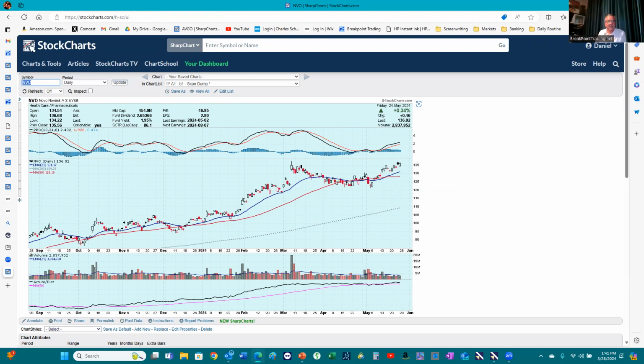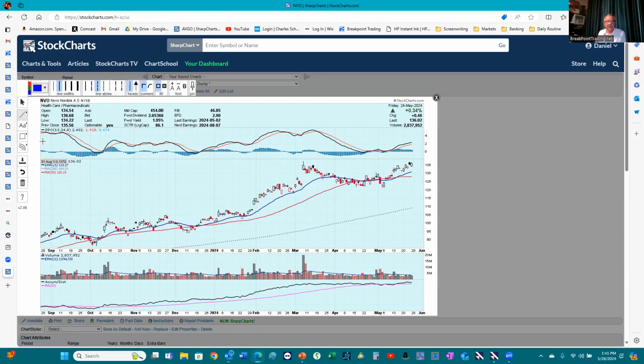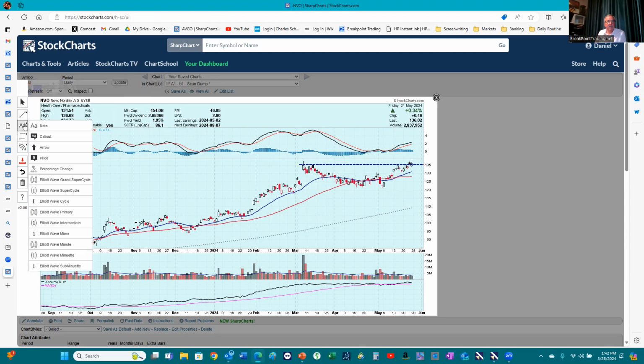Now, this is interesting because just from a technical standpoint, there's the highs right here. This is kind of what I do when I look at a stock. So it's right at the resistance. And Novo Nordisk doesn't report till August. So they've got a ways to go still.